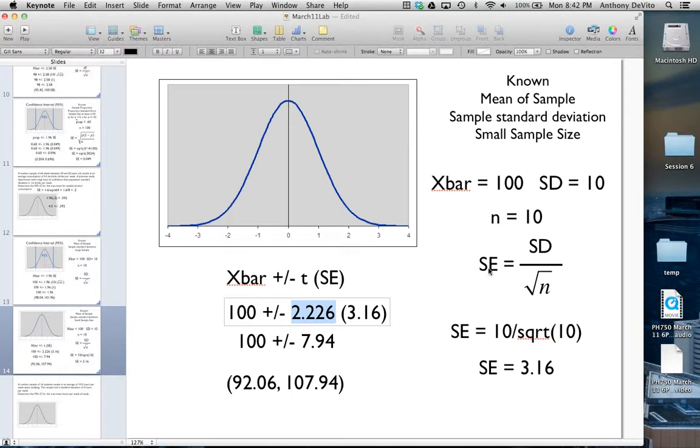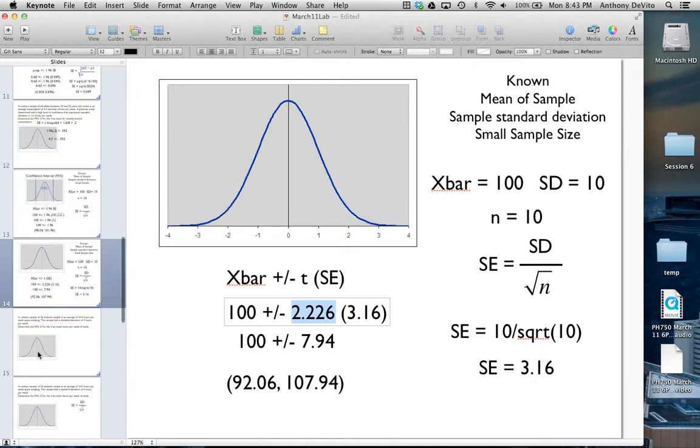Now, standard error is equal to standard deviation over the square root of n. In this case, standard deviation is 10, sample size is 10, and the square root of 10 is about 3.2. Standard error is going to wind up being equal to 3.16. Okay, 3.16 is our standard error. Our confidence interval then is going to be 100, that was our mean for our sample, plus or minus our margin of error, which was 2.262, our t-score, times 3.16, or about 92 to 108. Okay, that's going to be our 95% confidence interval.